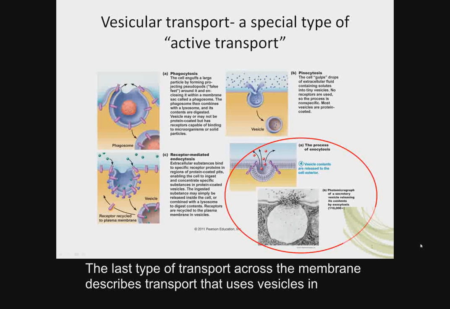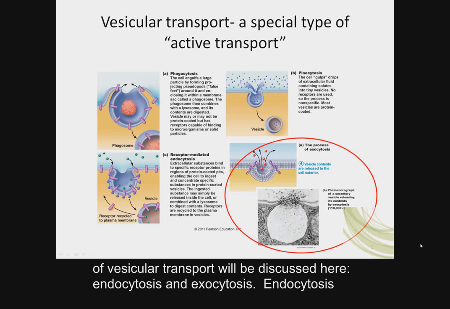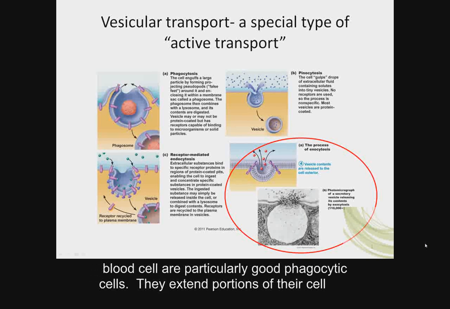The last type of transport across the membrane describes transport that uses vesicles in order to move large macromolecules and even solid particulates. Two major types of vesicular transport will be discussed here: endocytosis and exocytosis. Endocytosis encompasses phagocytosis, which means cell eating.